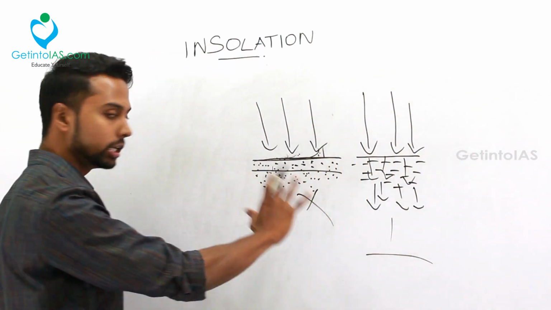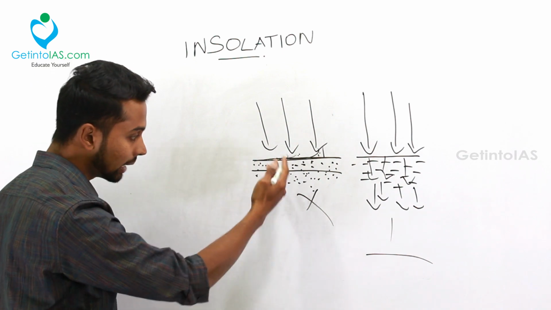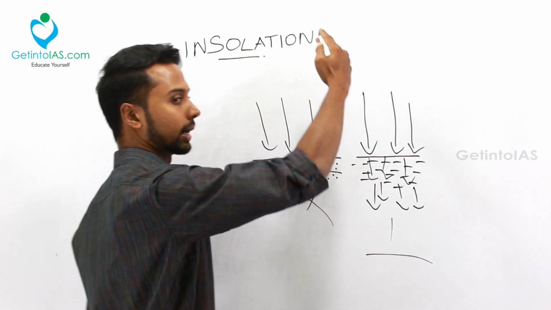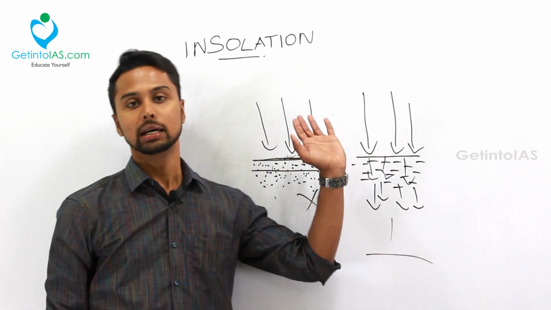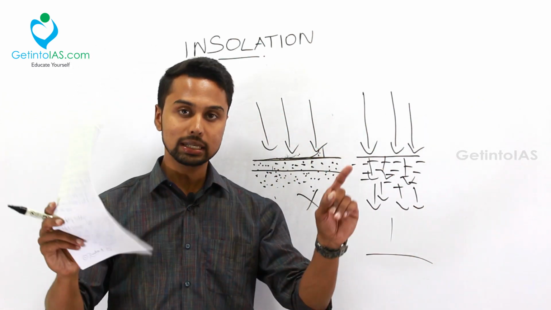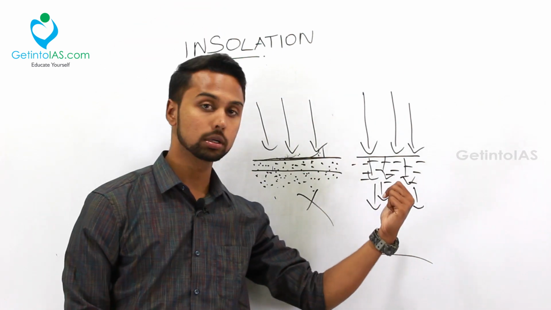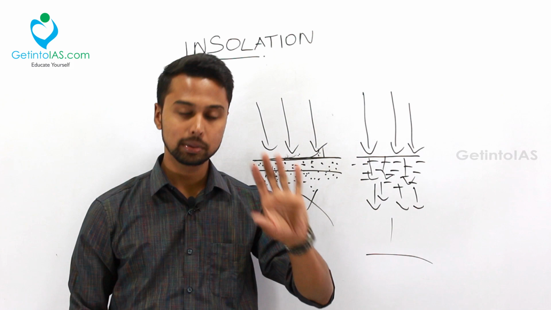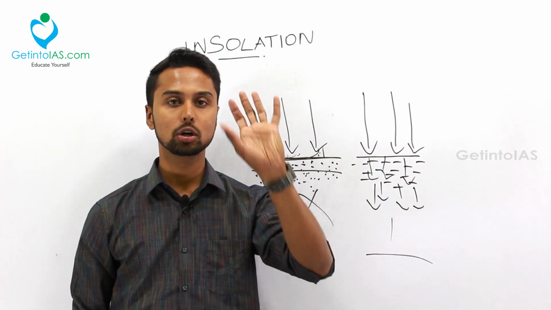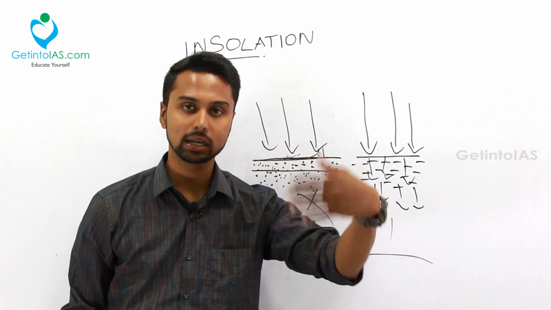On the other hand, on your land, it is very simple. It will hit here, it can't penetrate more, so it will be reflected back. That is why your land surface gets heated up very quickly. This single line, that land surface gets heated more quickly than your water, is a very important concept. Please don't forget or mix up this concept. This concept is very important in the further lessons.